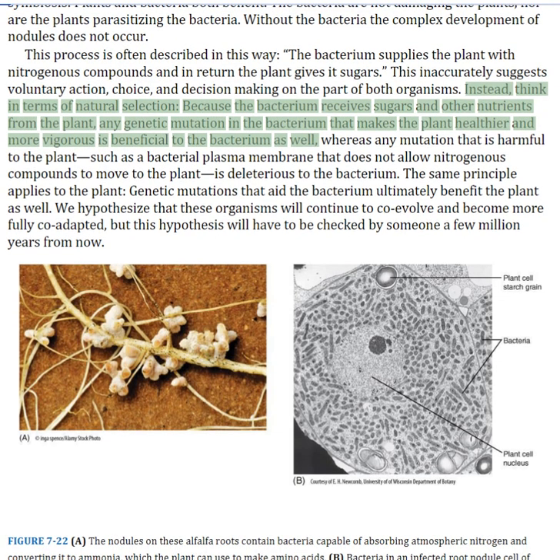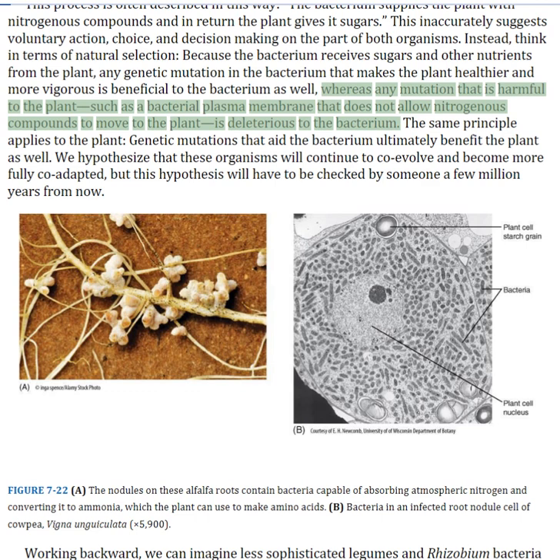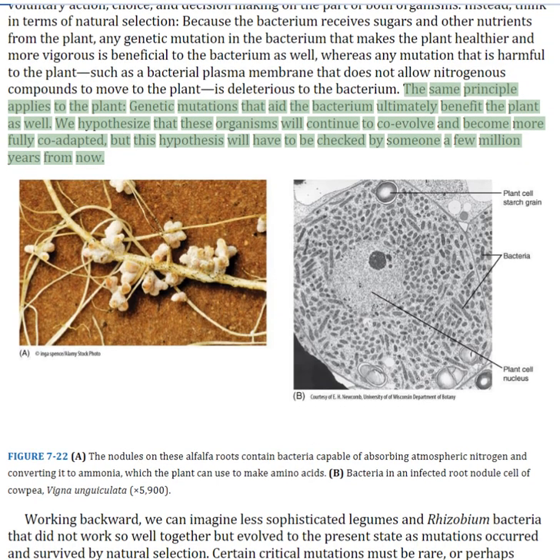Instead, think in terms of natural selection. Because the bacterium receives sugars and other nutrients from the plant, any genetic mutation in the bacterium that makes the plant healthier and more vigorous is beneficial to the bacterium as well. Whereas any mutation that is harmful to the plant, such as a bacterial plasma membrane that does not allow nitrogenous compounds to move to the plant, is deleterious to the bacterium. The same principle applies to the plant. Genetic mutations that aid the bacterium ultimately benefit the plant as well.